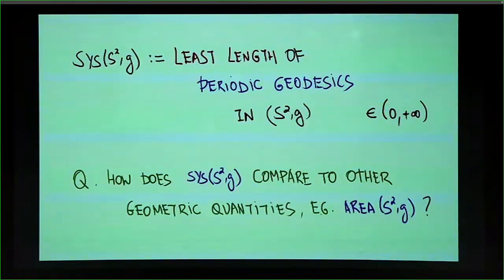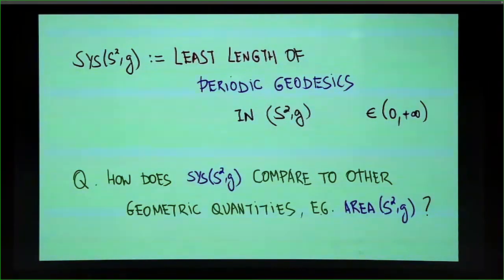And this is actually the definition of the systole of a two-dimensional Riemannian sphere. Okay, so the least length of a periodic geodesic for this metric. Well, by Birkhoff's theorem, there is at least one, so the number is finite. And it's a very easy argument to show that the length cannot be arbitrarily small, because if the length is too small, the points in the geodesic are too close to each other, they lie in a convex neighborhood, and so they cannot be a geodesic.